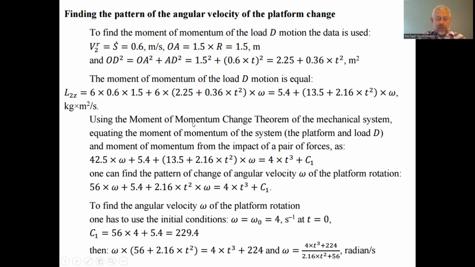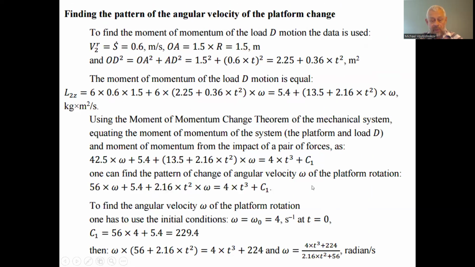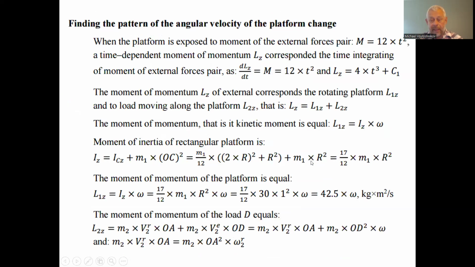Use the momentum or kinetic moment change theorem of the mechanical system, equating the momentum of the system, the platform and the load, and the momentum from the impact of the pair of forces. We have an assigned pair of forces here, 12 plus t, 12 by t squared. Momentum of forces. We did have the transform as 12 by t squared, having the decision of this differential equation.